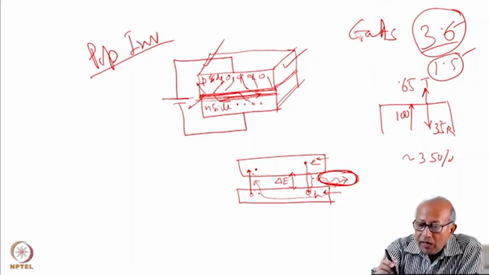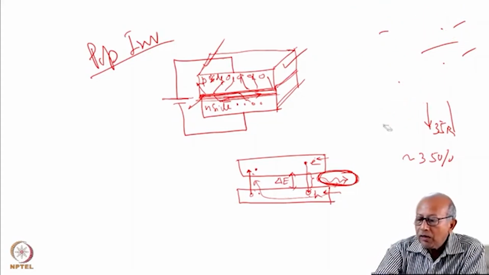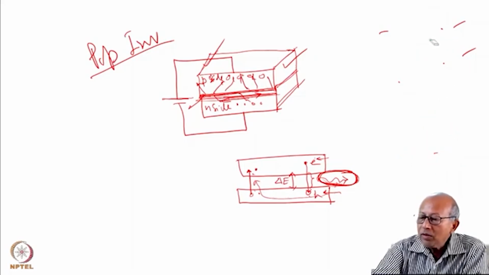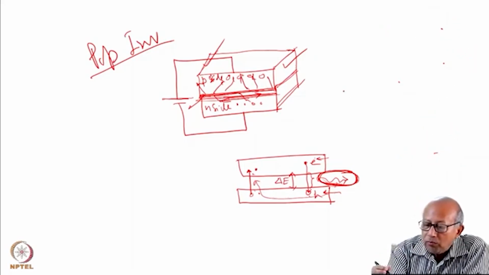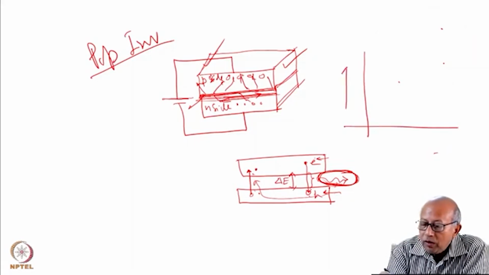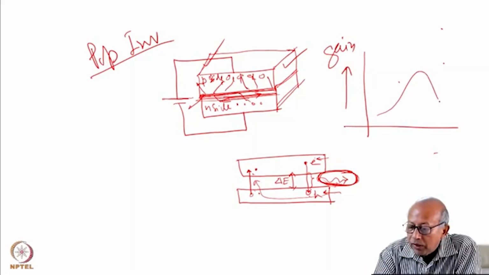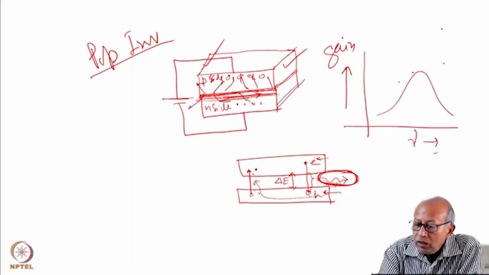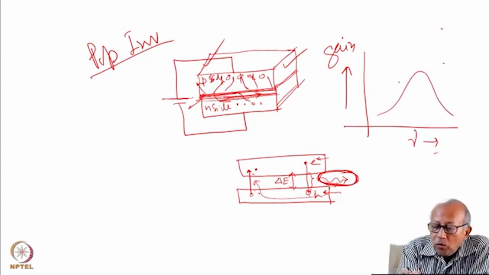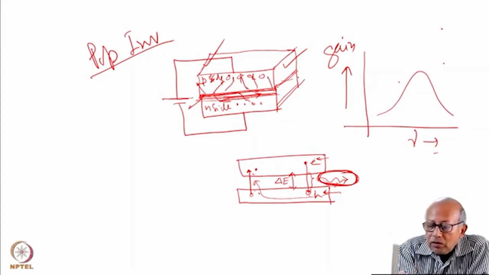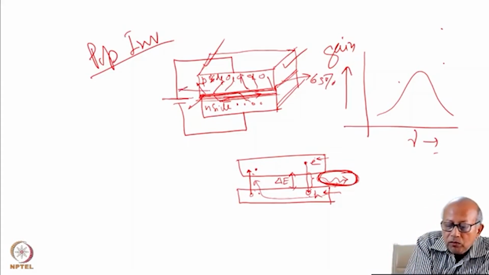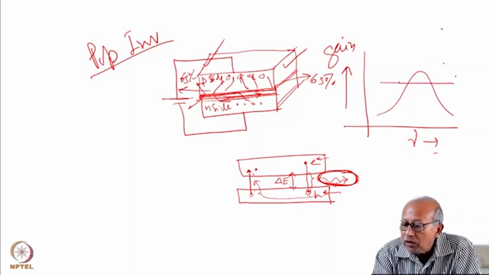But for that, you must understand that gain must exceed the loss. Suppose you have created population inversion in such a way that if you plot the gain of this system here, the gain will have a spectral width. This is frequency and this is gain. And suppose with this transmission loss, that is 65% loss from this face and also 65% loss from this face, the loss line is located somewhere here. This is loss, this is gain.